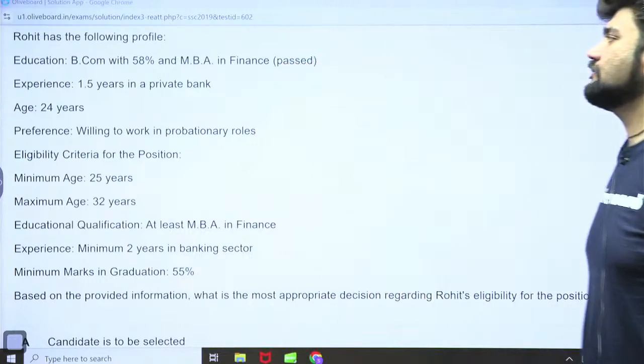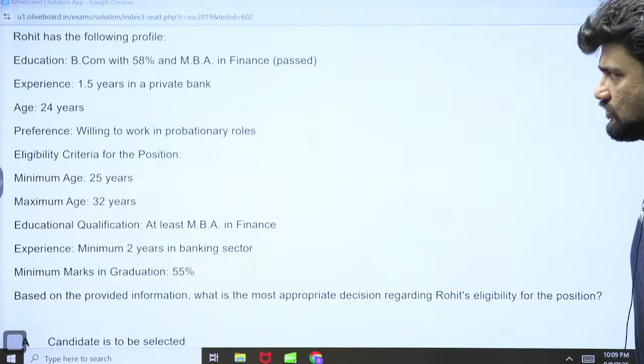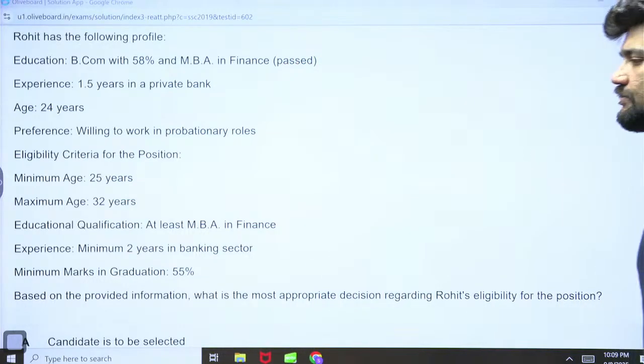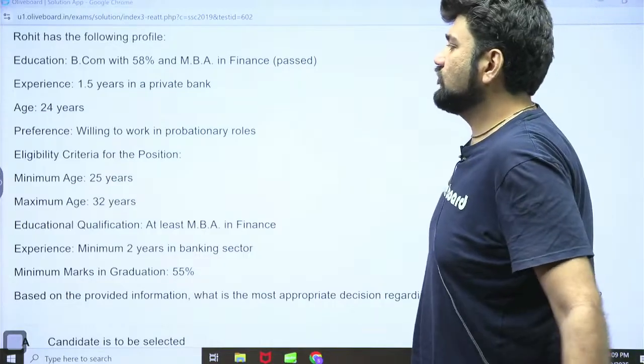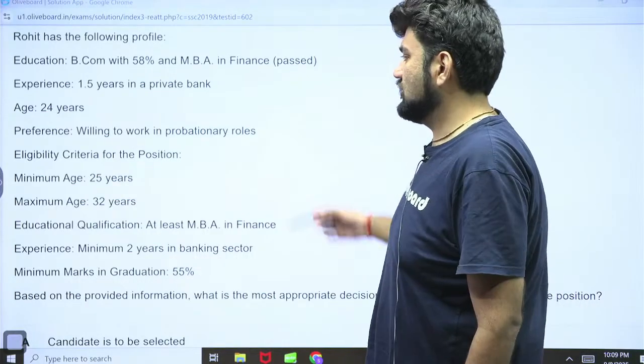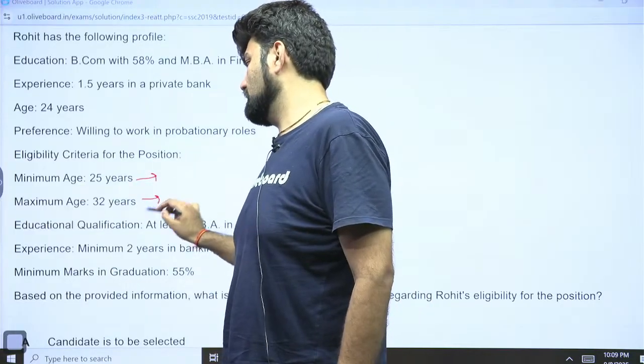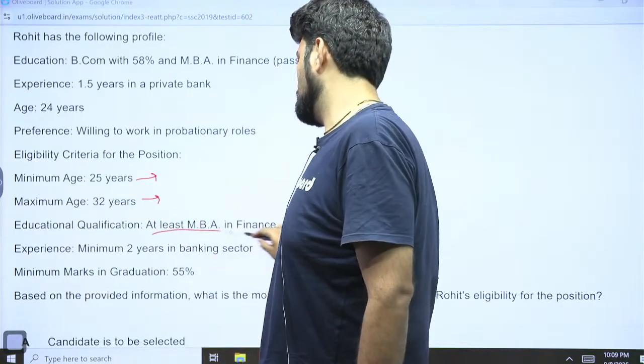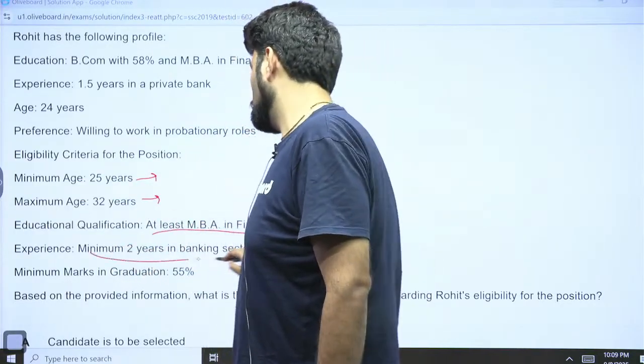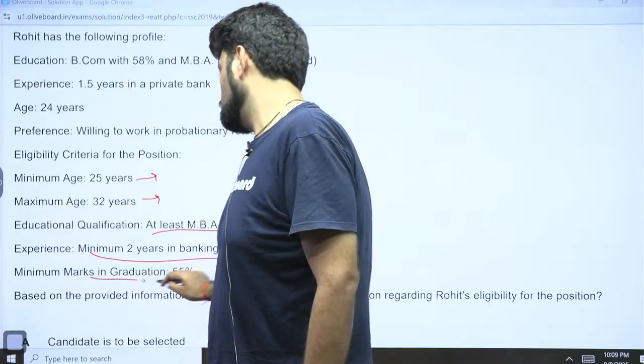Education: BCom with 58% and MBA in finance passed. Experience is 1.5 years in a private bank. Age is 24 years. Preference is willing to work in probationary roles. Eligibility criteria: minimum age is 25 years, maximum is 32 years. Education qualification is at least MBA in finance. Experience minimum 2 years in banking. Minimum marks in graduation 55%.